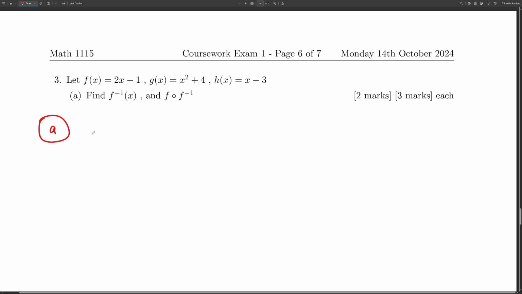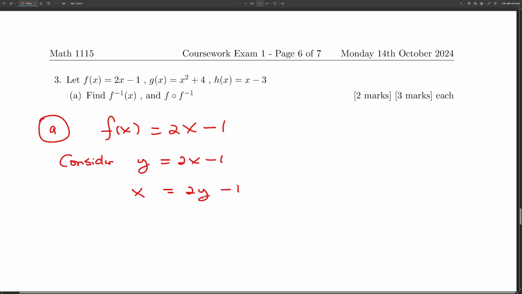I have to find f inverse. So this is f of x. Remember, we have to let this be equal to y. So you can write a nice line like we did in the tutorials: consider y is equal to 2x minus 1. And now, when we interchange x and y, that means wherever I see y, I put x, and wherever I see x, I put y. We're going to get x is equal to 2y minus 1.